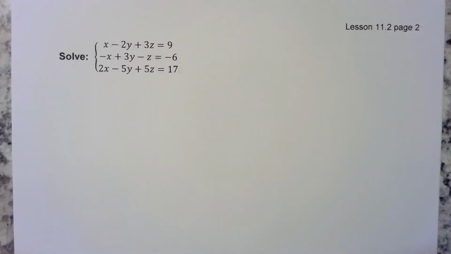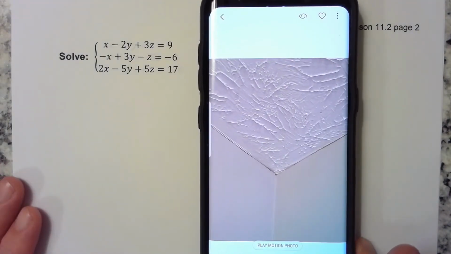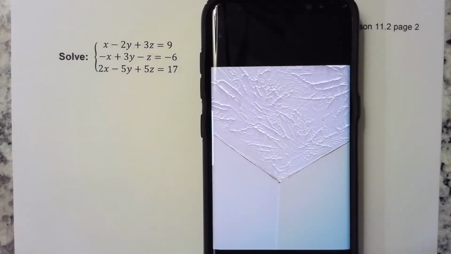When you're solving a system of equations with three variables, sometimes we call those three equations with three unknowns because we don't know x, we don't know y, we don't know z. So I actually wanted to talk about that for just a second. Let me get that picture on my phone again. So here we have this picture, and we want to talk about x, y, and z.